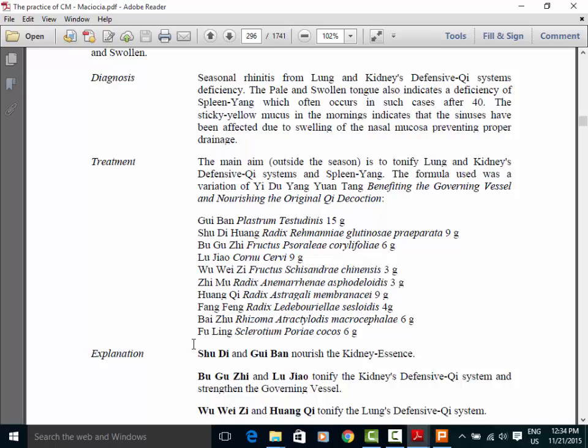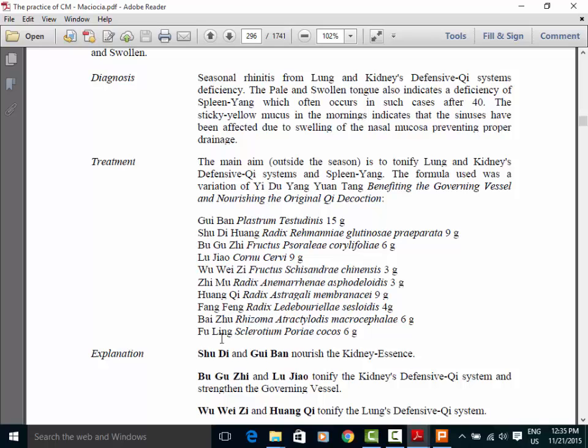UB11 we could use for wind, exterior wind. Wind pathogen. Stomach 36, we could use for, sure, for like the deficiencies, we could add it.